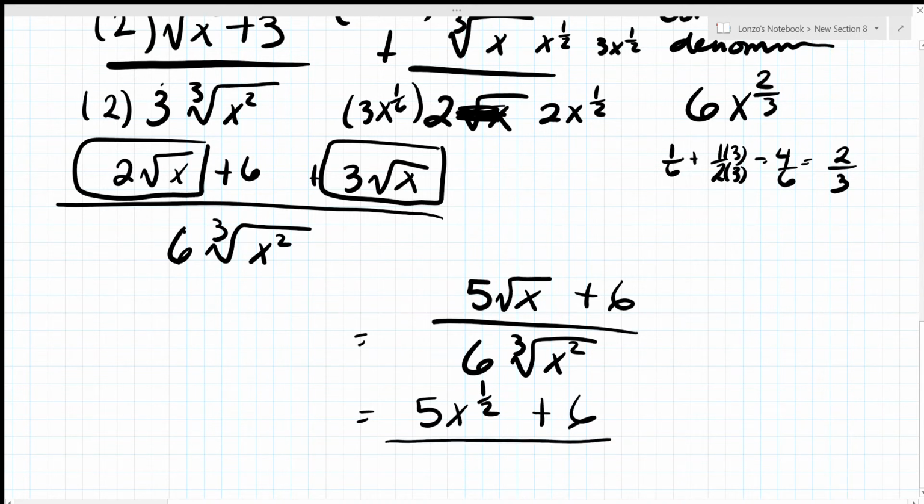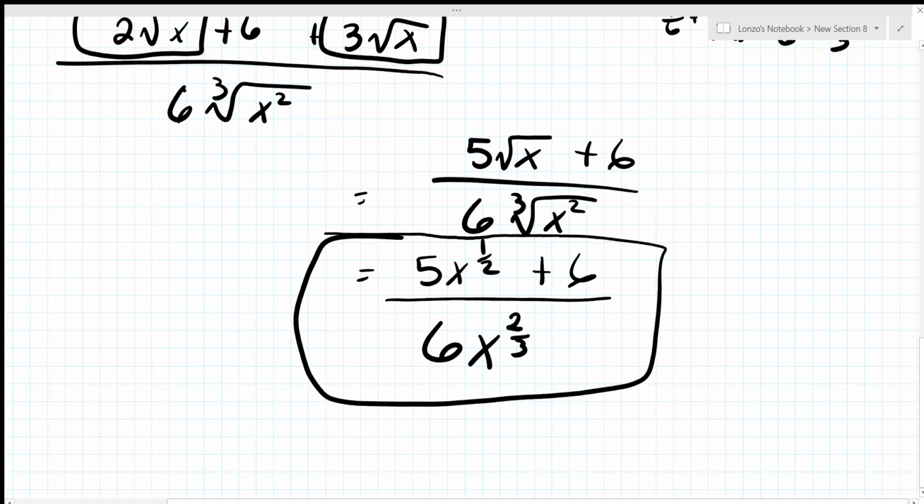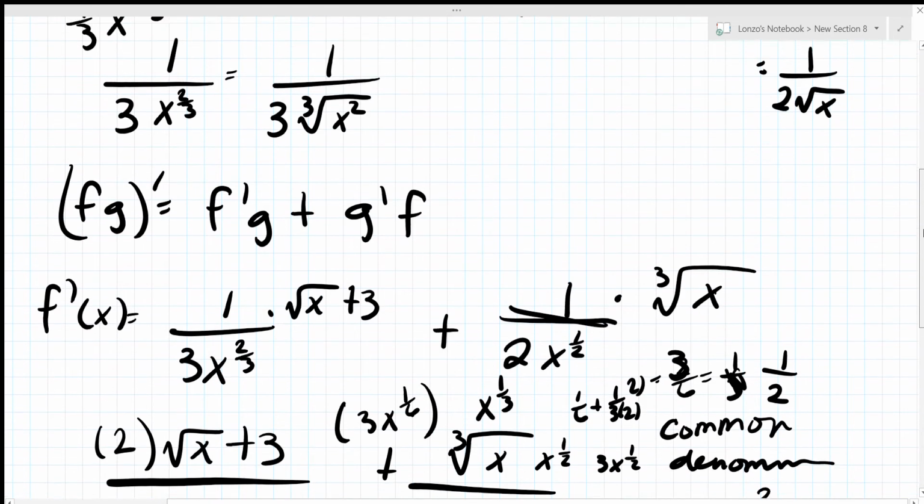All over. How do I write 6 cube root of x squared in power form? It would be 6x to the 2/3. So this is your final answer. So this is example 6 of the derivative using the product rule.